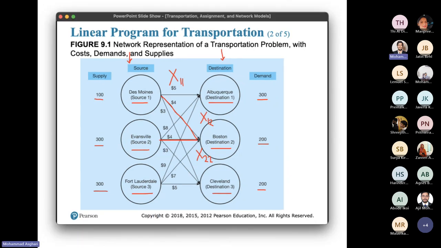So I know this is the decision variable, and I know about the transportation cost. X11 indicates the number of units shipped from source one to destination one, and how much is the cost per unit? $5. I know about the cost. So the second step is writing the model and objective function. I have the decision variable, so I can easily write the objective function. Let me write it here. Erase this.